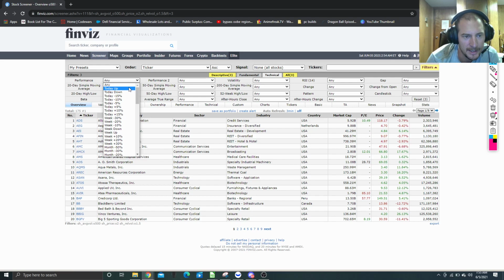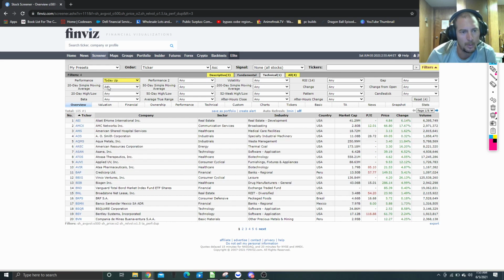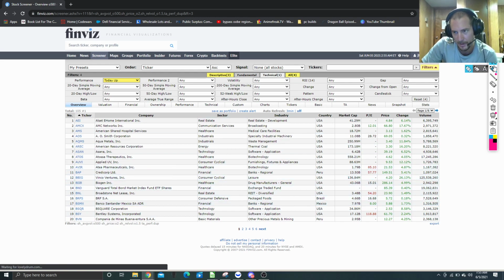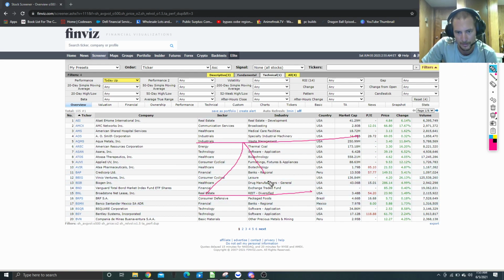We'll click today up. So for our breakout and retest strategy, this is the breakout, I want the retest. So with a confirmation, that next candle, that's your confirmation candle. So that has to be a green candle. So you're going to want the today up.